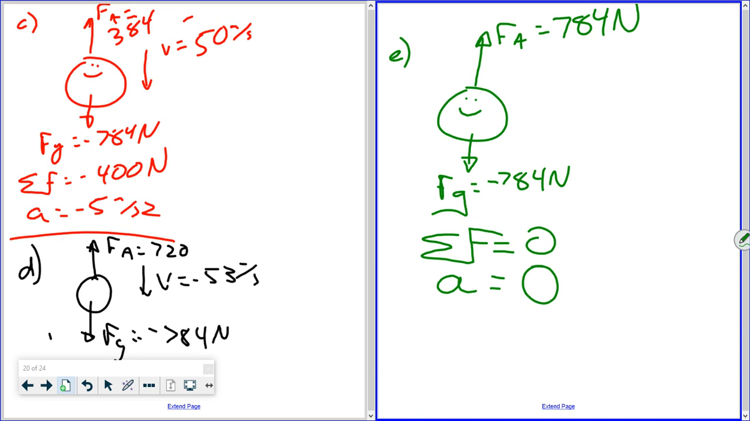Does that mean I've stopped moving? No, it means I've stopped accelerating, right? Now, in this problem, it tells you that that happens at a velocity of 55 meters a second. That's specific to this problem. That is not every object in the universe. Okay? Good.